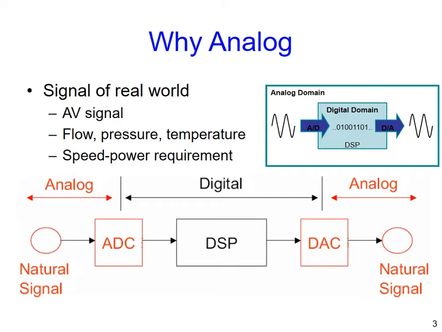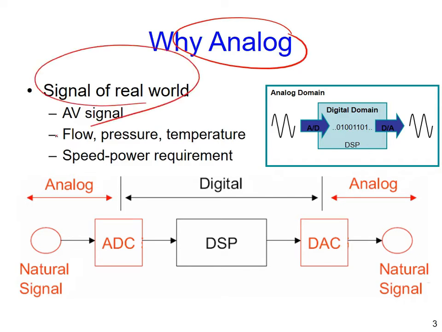So why do we still need to have analog design, as I mentioned? All the signals in our real world, just like audio and video, water flow, air pressure, temperature, everything is in analog instead of digital, because they are continuous, just like the temperature, right? You don't have something where right now it's 18.